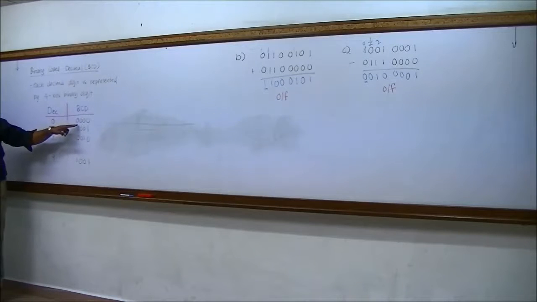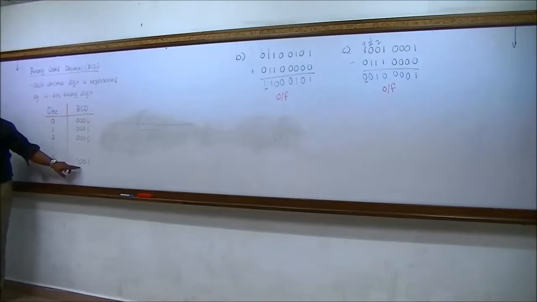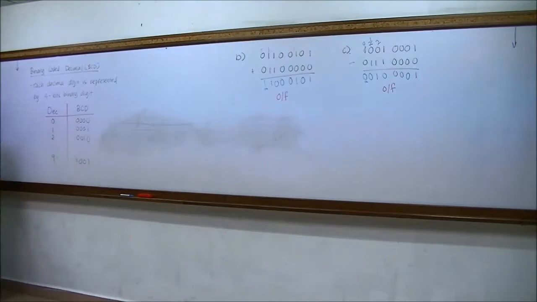So 0 means it will be 0, 0, 0, 0. 1 means it will be 0, 0, 0, 1. 2 means it will be 0, 0, 1, 0. 3 means it will be 0, 0, 1, 1. Until 9 will be 1, 0, 0, 1. Is it okay?